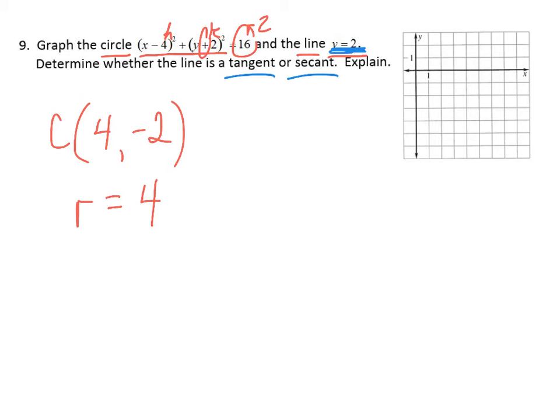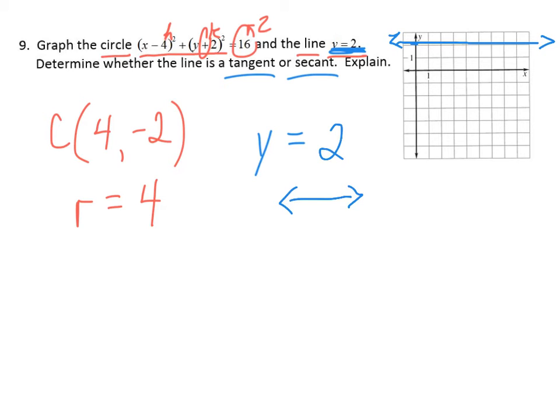As far as my line goes, well it's just y equals 2. And remember, anytime it says y equals, I know right away it's going to be a horizontal line going through where y is 2 on my graph. So I can actually plot that right away. I know it's going to look like this.